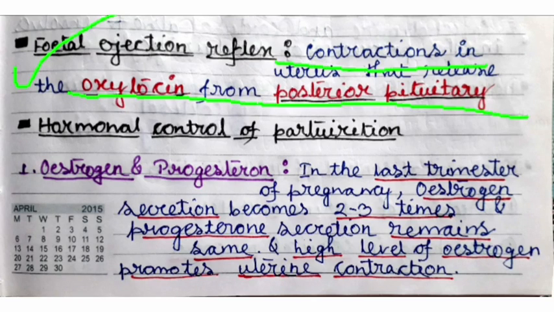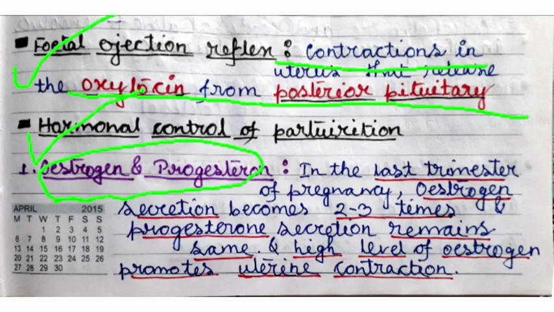There are two types of control involved in parturition: hormonal control of parturition and mechanical control of parturition. First I will discuss the hormonal control of parturition. And the first point is increased secretion of estrogen and progesterone.